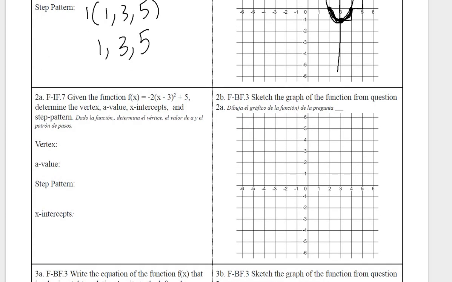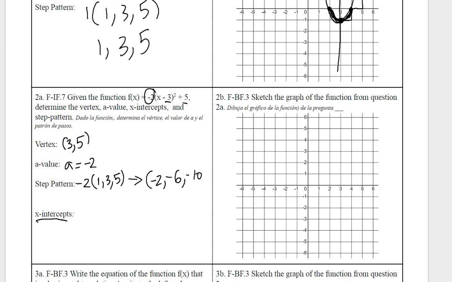Given the function f of x equals negative 2 times (x minus 3) squared plus 5, determine the vertex, a value, x-intercepts, and step pattern. So I have a little bit more work to do this time because I want the x-intercepts. Starting with the vertex, I'm at h, k, so that's 3 comma 5. My a value is negative 2, so my step pattern will be negative 2 times 1, 3, 5, which gets me negative 2, negative 6, negative 10.